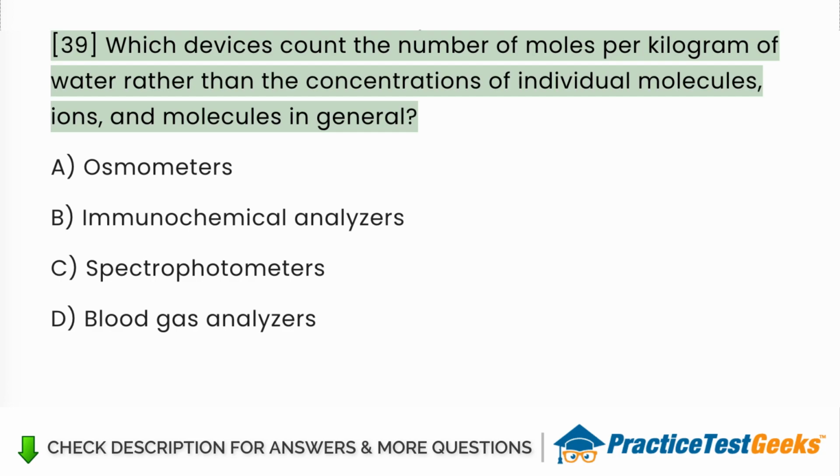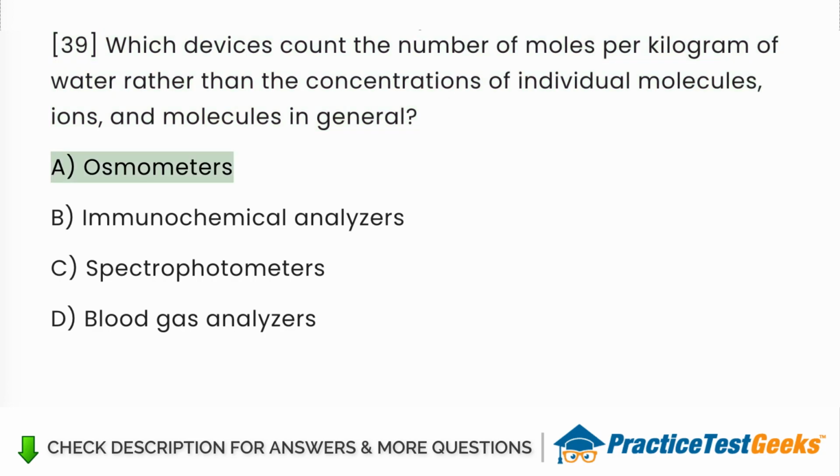Which devices count the number of moles per kilogram of water rather than the concentrations of individual molecules, ions, and molecules in general? A. Osmometers. B. Immunochemical analyzers. C. Spectrophotometers. D. Blood gas analyzers.